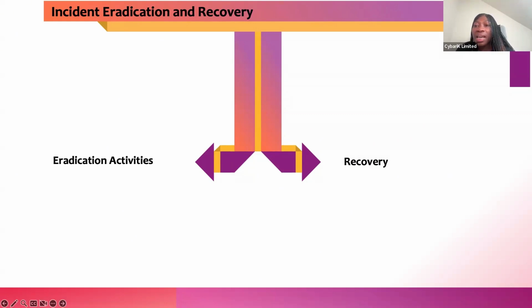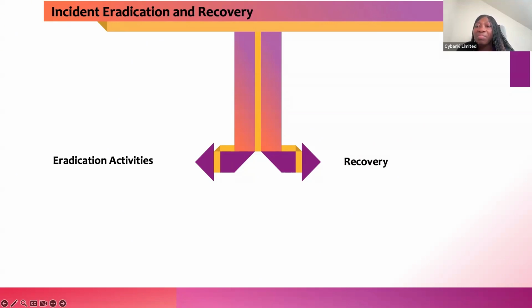Again, as an InfoSec analyst, manager, or officer, you may not be the person doing some of these eradication activities, but that is why you must identify clear roles and responsibilities. It could be a technical security engineer that will carry out this action. But if you have not defined this in your incident response plan, how would this work out for you? And then, of course, recovery.